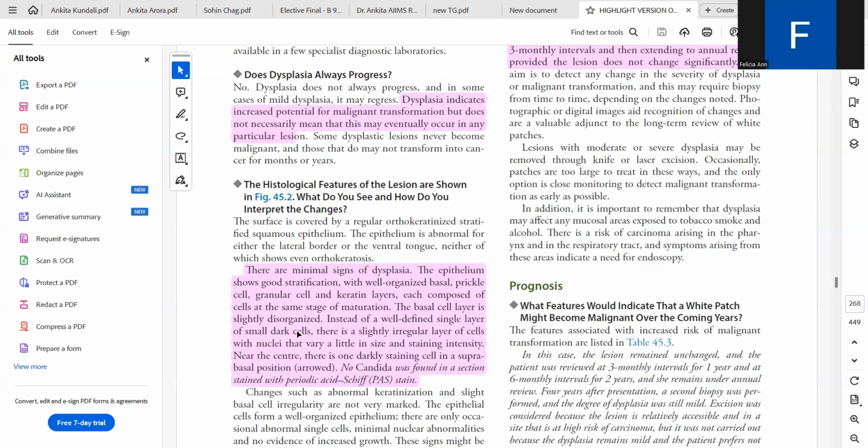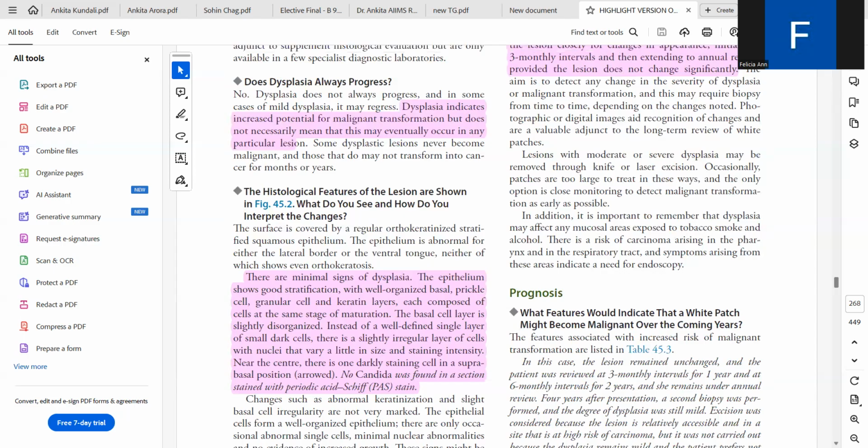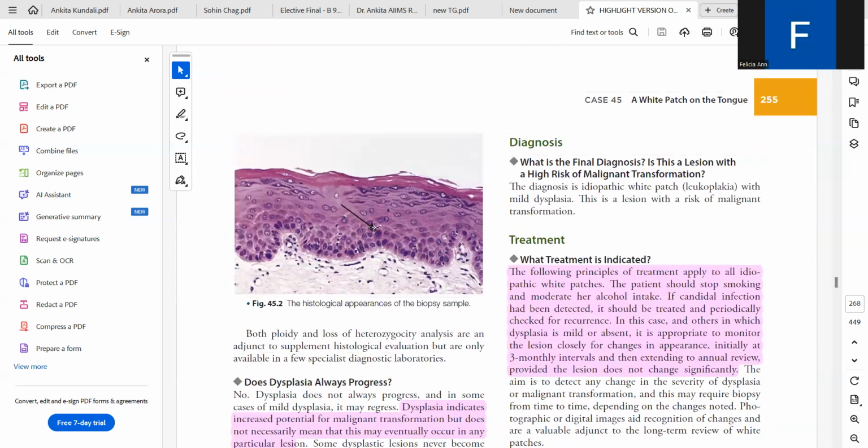The basal cell layer is slightly disorganized. Instead of a well-defined single layer of small dark cells, there is a slightly irregular layer of cells with nuclei that vary a little in size and staining intensity. Near the center, only one darkly staining cell in suprabasal position is present. Candida was not found. So this is the histological appearance of the biopsy sample. This is what they are saying. The deeper layer is taking up more stain. It is more darkly stained.